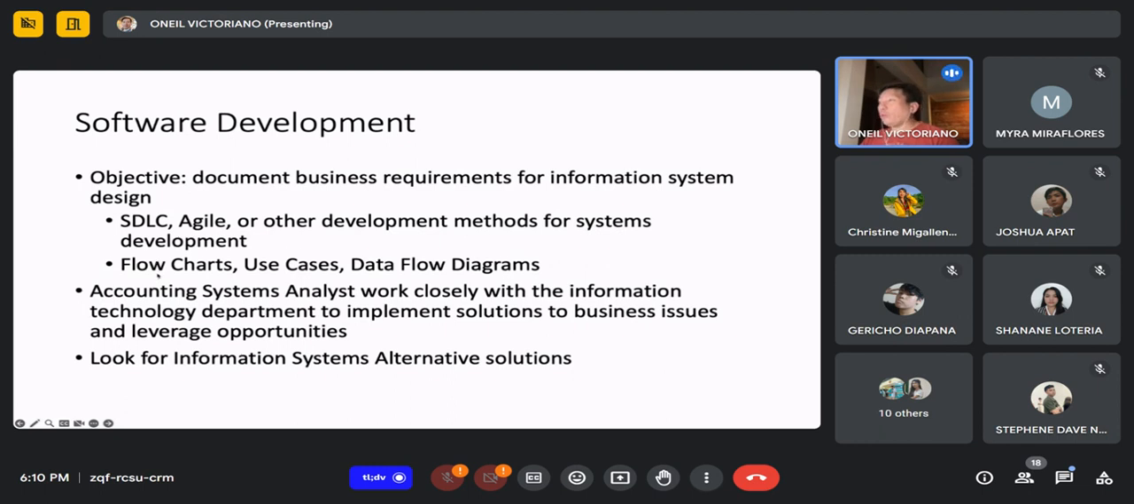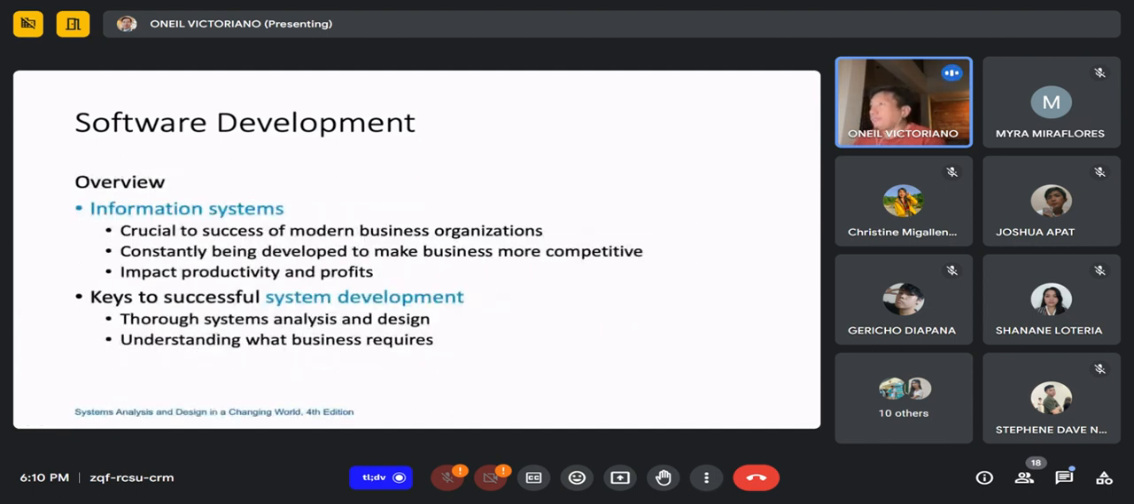We'll be looking into flow charts, use case diagrams, and data flow diagrams as tools for requirements modeling. And lastly, you'll be looking into solutions, to implement different alternative IS solutions for particular requirements.